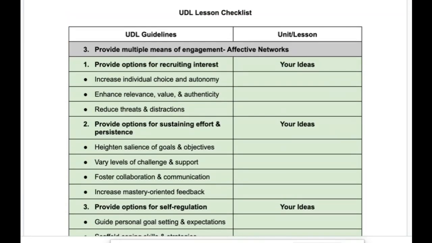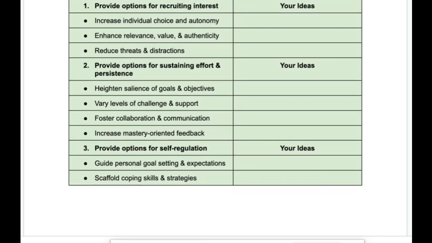Finally, for engagement, we want to provide multiple means of engagement for our affective networks. First, you'll look at providing options for recruiting interest, then providing options for sustaining effort and persistence. Finally, providing options for self-regulation. Once again, you'll look at the bullet points and jot your ideas in the right column.